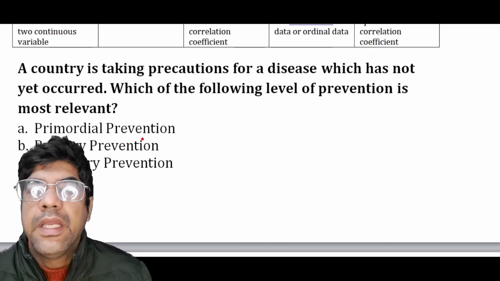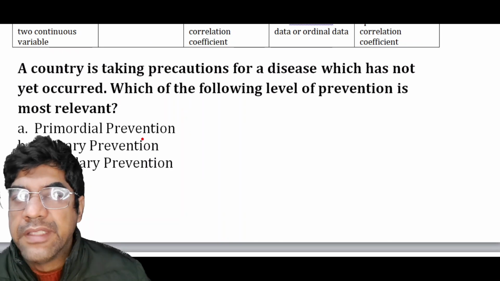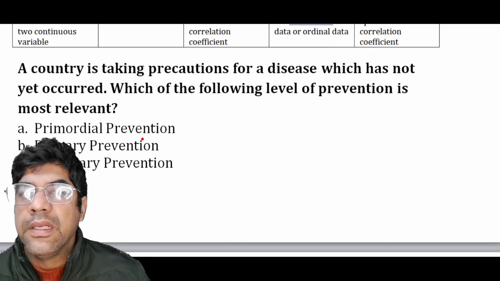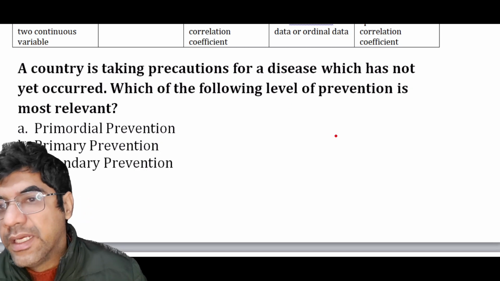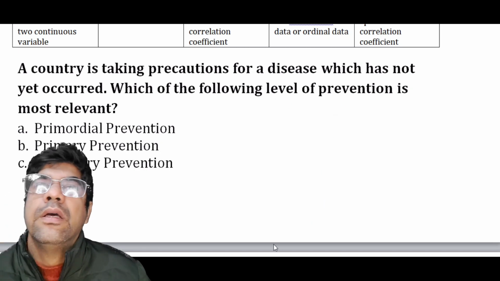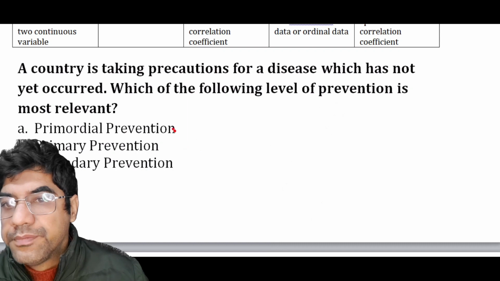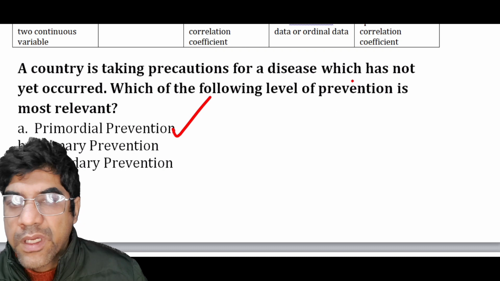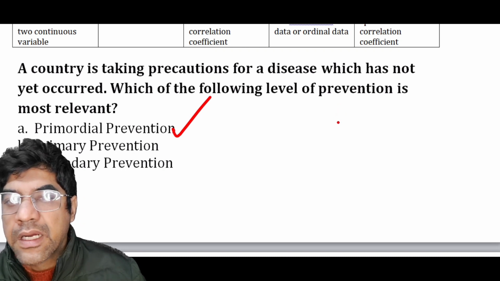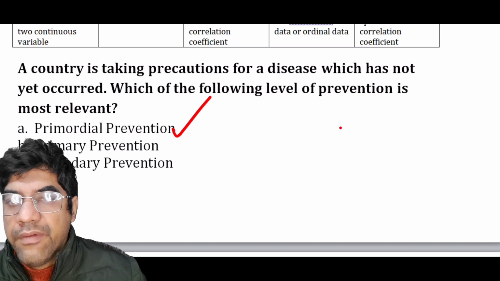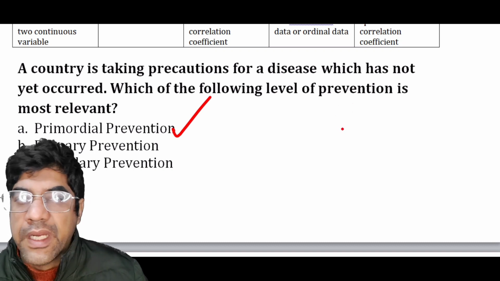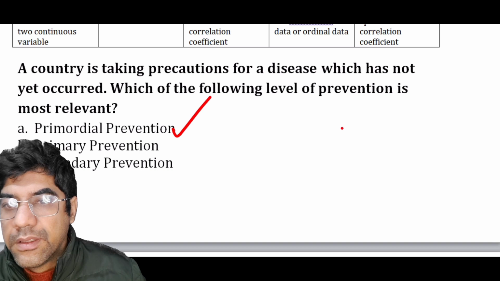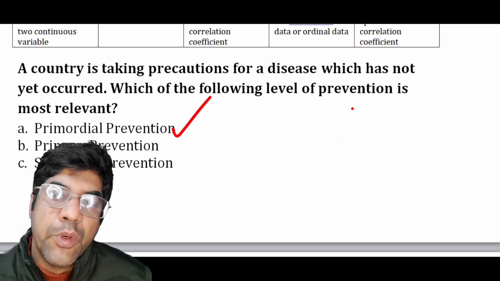A country is taking precautions for a disease which has not occurred. Which of the following levels of prevention is most relevant? It's the primordial prevention. Primordial prevention, our focus is on preventing the emergence or development of the risk factor in the countries where the risk factors have not yet appeared. So the answer is primordial prevention.